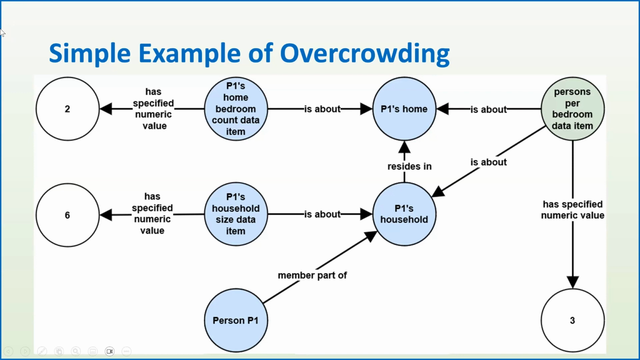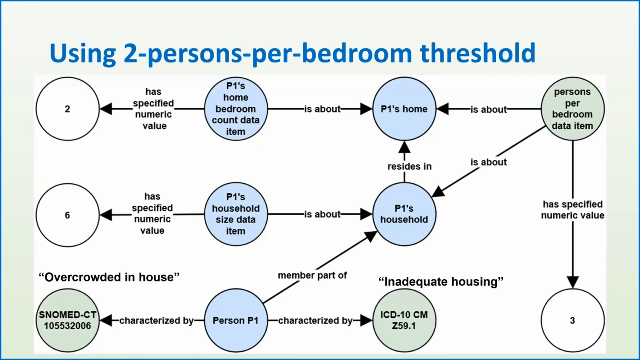And then if someone is employing the 2 persons per bedroom cutoff point, then from that they could further infer that person P1 is characterized by certain clinical codes, such as the SNOMED CT code for overcrowded in the house, or the ICD-10-CM code for inadequate housing. And so now we've gone from the consumer data to clinical codes that are used, for example, in FHIR SDOH data sets.